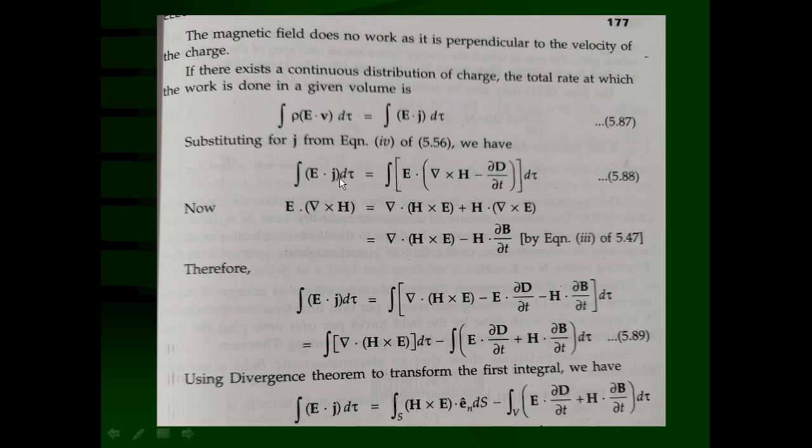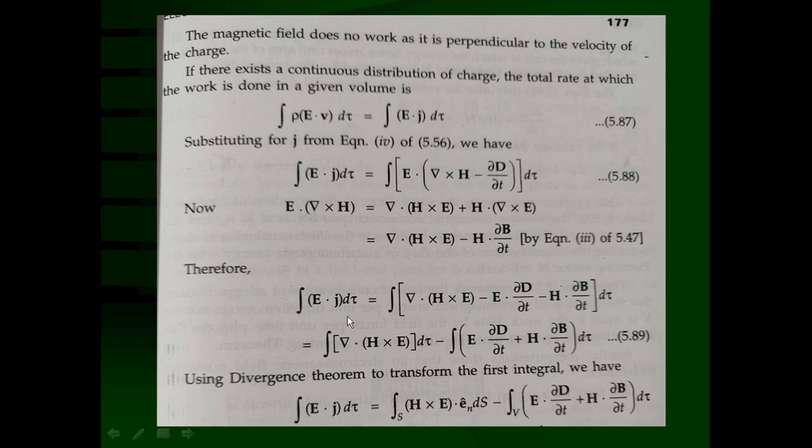Therefore, volume integration of E dot J d tau is equal to the volume integration of divergence of H cross E, that is the first term. Second term, from here we can write minus E dot del D upon del T, and the third term from here, minus H dot del B upon del T d tau. This we have written in a symmetrical way. That means E and D are the electric field quantities, H and B are the magnetic field quantities.